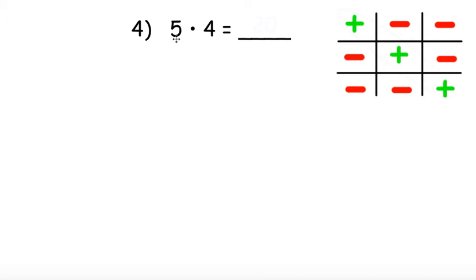And the last one, 5 times 4, we know that's 20, but to use it on the tic-tac-toe board, because it's a positive times a positive, we use the diagonal.